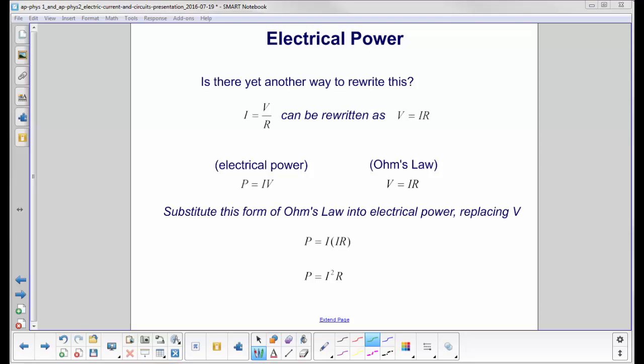Is there another way to write power? Well, of course, or we wouldn't have asked. We can say I is V over R, this is Ohm's law, can also be written as V equals IR. This time, plug that into the power equation, and we have power equals I times IR, or power equals I squared R. All three equations are equivalent, and it just depends on what you're given as to what equation you'll use to get a solution.